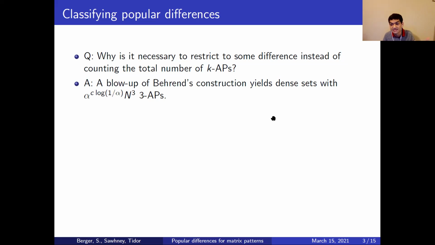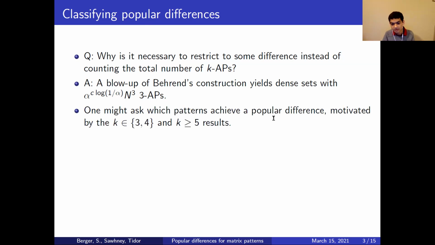However, despite these Behrend-style constructions, such that only a certain amount of APs can actually be present, if you restrict to specific differences which see the structure of that construction, then you're able to do better all the way up to around alpha cubed n squared, according to this result. So these initial results imply that for k in 3 and 4, you have a popular difference result, but when k is at least 5, you don't. One might ask more generally which patterns satisfy this property and which patterns do not.